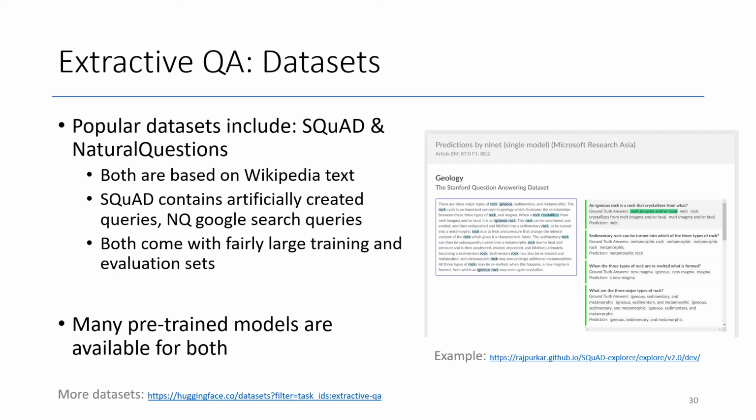Here on the right, you can see one example from the SQuAD dataset, where on the left side in the picture we have our passage, and on the right side we have a set of queries that are asked as part of this dataset for this given passage, and the corresponding ground truth answers as well.